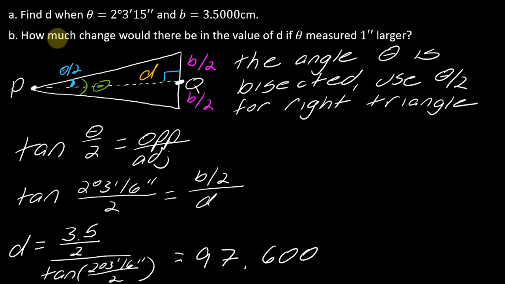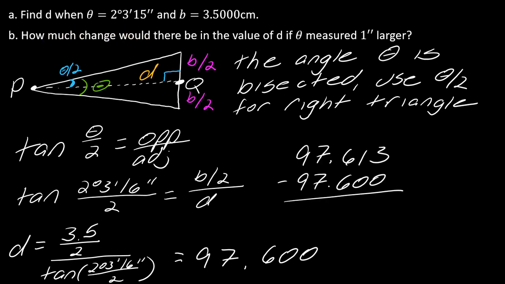And then remember the question is asking for how much change there would be. So change is indicating that we just need to subtract the two values. So with a 1 second increase, there's a 0.013 centimeter change. So that's just the last part there. Okay, so that one is talking about distance, right? And I just want you to notice what we did with this.